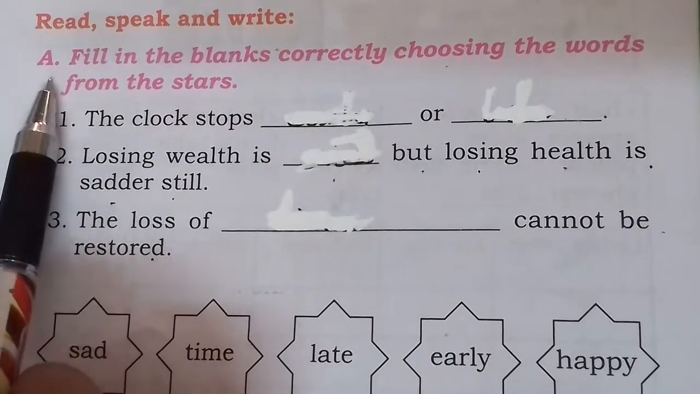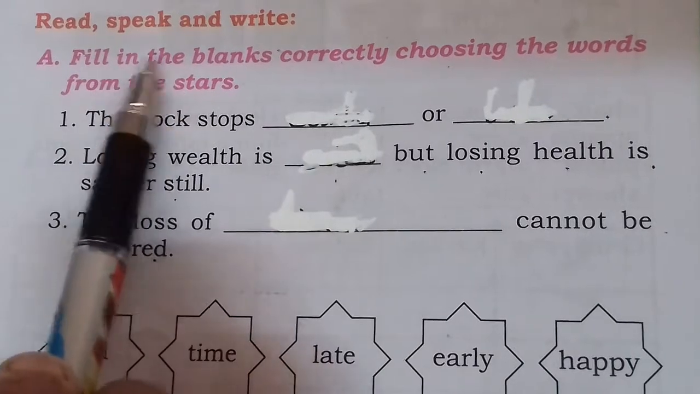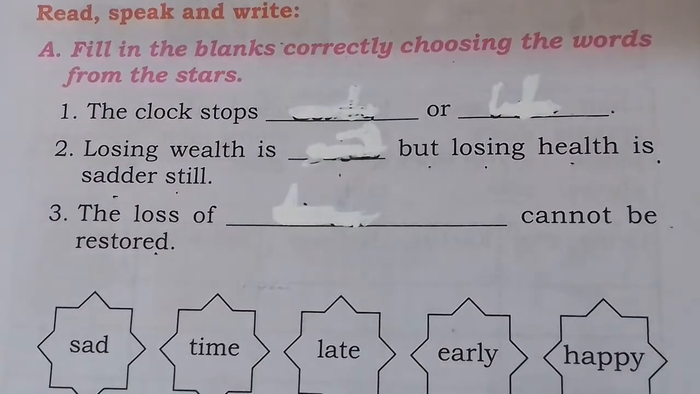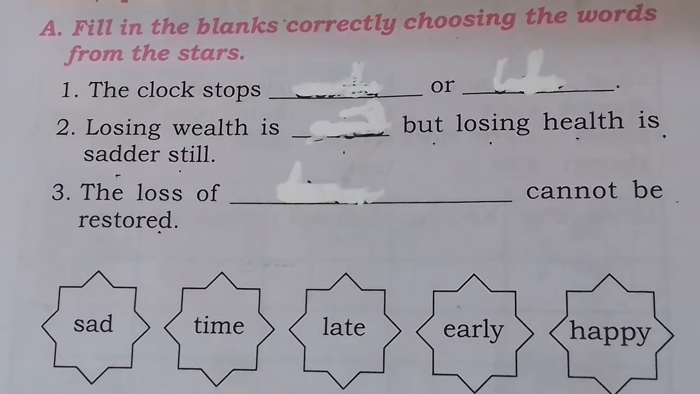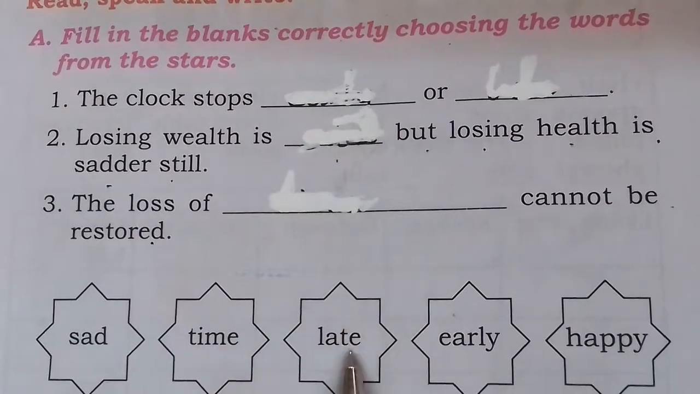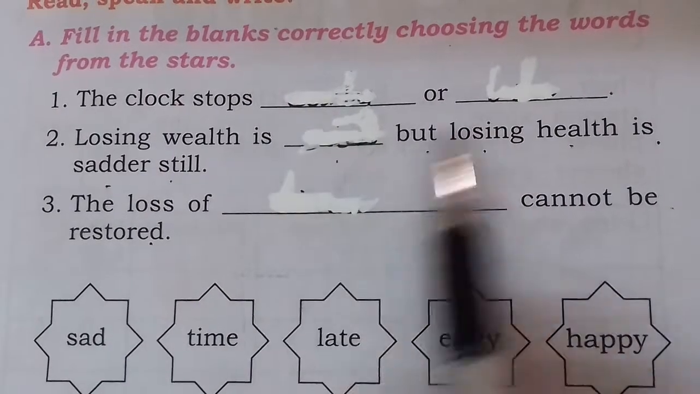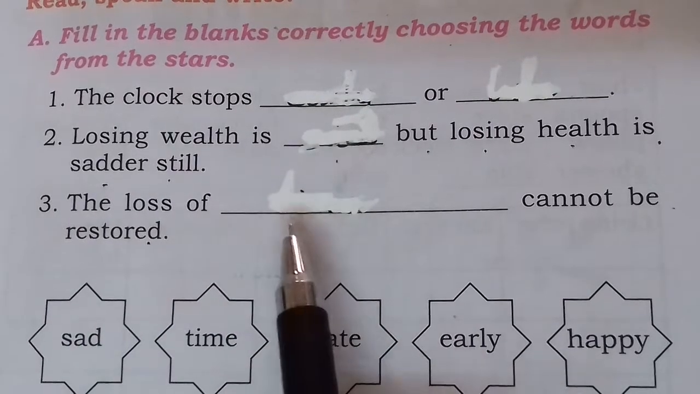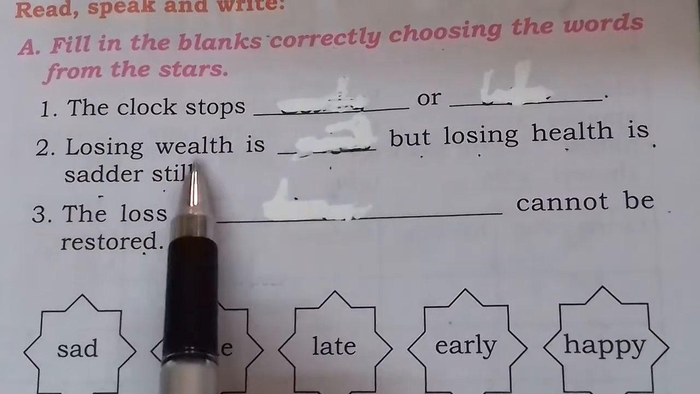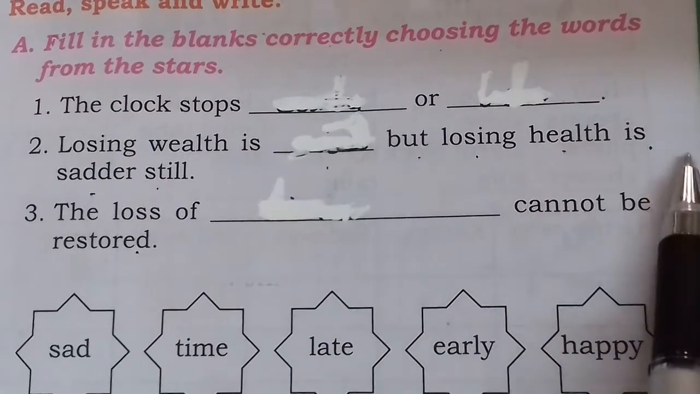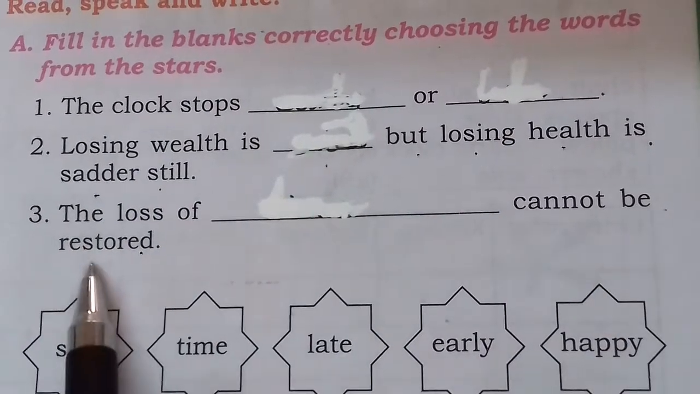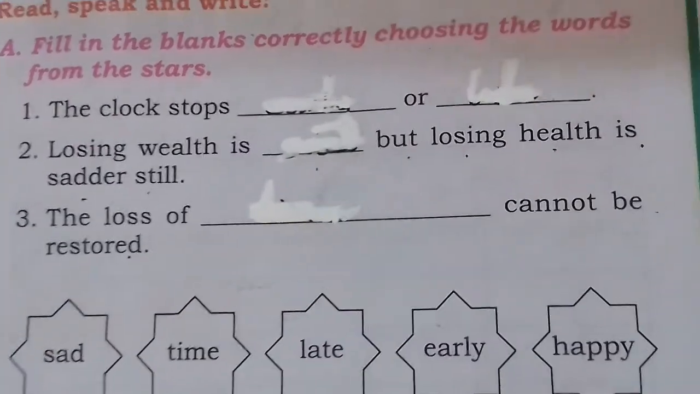Now let's go to part A. In page number 3, fill in the blanks correctly choosing the words from the stars. Below are some words in the stars given. Now let's read the words and then fill in the blanks that are shown. Sad, time, late, early, happy. Now these blanks are from your poem The Clock of Life. The clock stops dash or dash. Losing wealth is dash, but losing health is sadder still. The loss of dash cannot be restored. Okay children, you have to answer it very, very neatly.